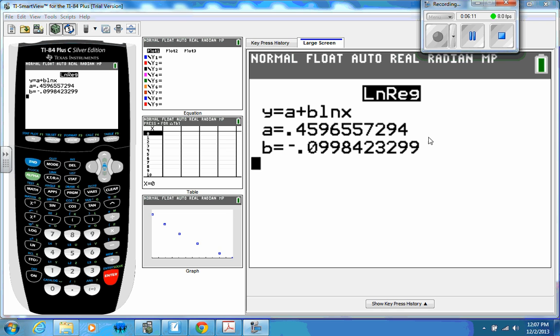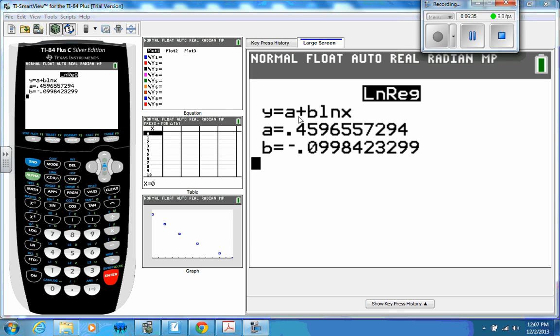So the calculator writes it as follows. It'll be y equals a, which is 0.46, or 0.4597 if you want to use that, minus, because b is negative, 0.0998 to the ln of x.